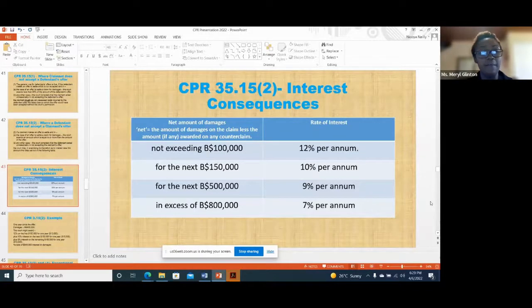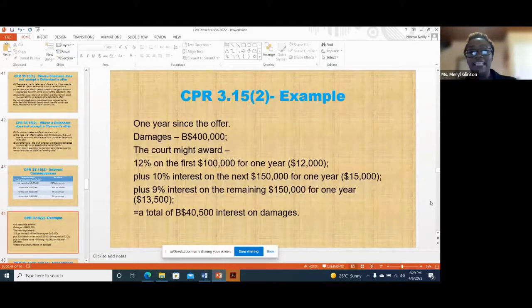If I can have the next slide. So this is an example of what would happen if, for example, a party was awarded $400,000 by way of damages. So the first $100,000 would attract 12% interest. And we're assuming for simplicity that the offer was made a year earlier, so we're only looking at a 1-year period. On that first $100,000, 12% interest will be $12,000. For the next $150,000, there will be a 10% interest for $15,000. And the remaining $150,000 will attract 9% interest at $13,500.